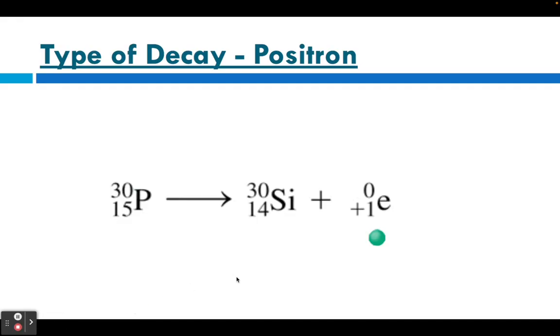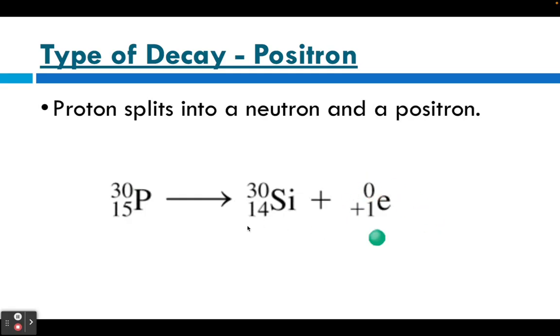The next one is called positron emission. Positron emission is where you have an element, and that element breaks apart into another element. So the nucleus breaks apart. You get a different element, and out comes a positive electron. So a positron is a positive electron. So in this case, a proton splits into a neutron and a positron. So here you have a proton, it breaks apart, and what you're left with is a neutron and a positron.